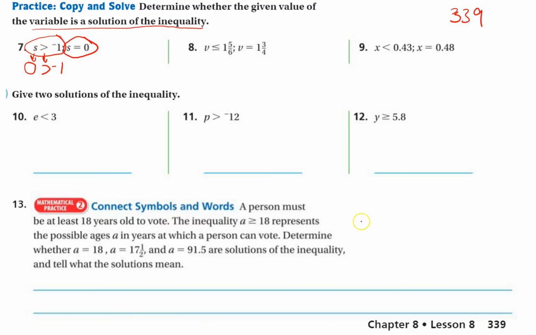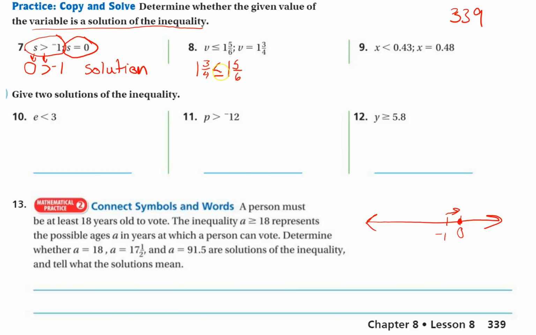Well, again, if we show our number line, I'm going to come down here and show the number line. I have 0 and then -1. They said s is 0, and that is further to the right, so it is greater than -1. So we would say this is a solution. Okay, our next one, v equals 1 1/3. So I'm going to plug in 1 1/3 for v, greater than or equal to 1 5/6.